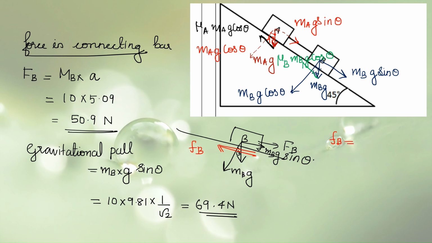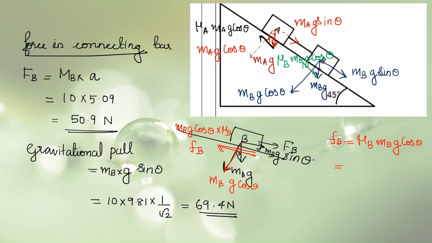Fb can be written as the perpendicular component to the inclined plane into mu. Okay, so the perpendicular component is mb into g into cos theta, and the magnitude of Fb is mb into g into cos theta into mu b. Okay, so Fb is equal to mu b mb g cos theta.